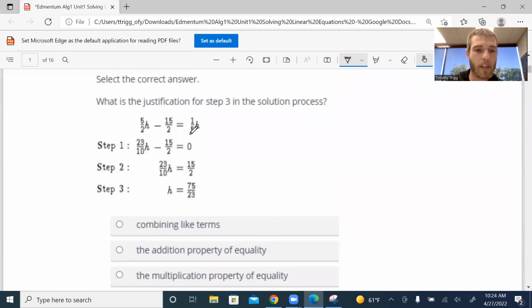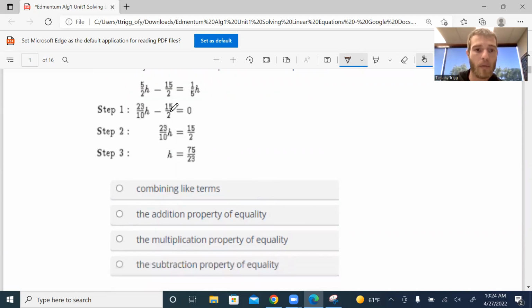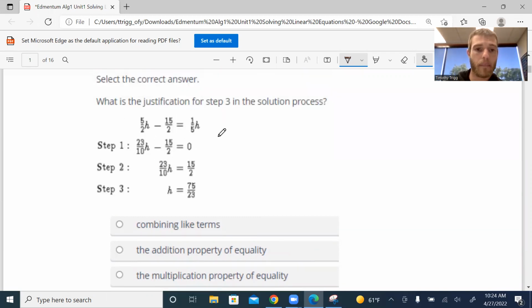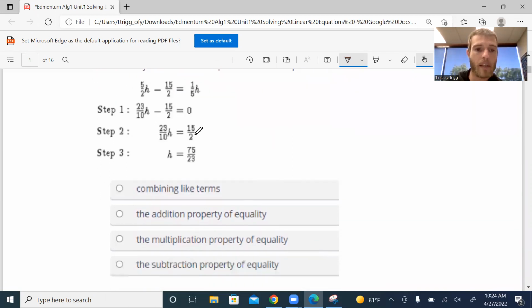So I think what they did first was they subtracted 1/5 h to both sides. That gave us this. Then we add 15 over 2, 15 halves to both sides to get rid of this. Now, what would be the step here to go from here to here?